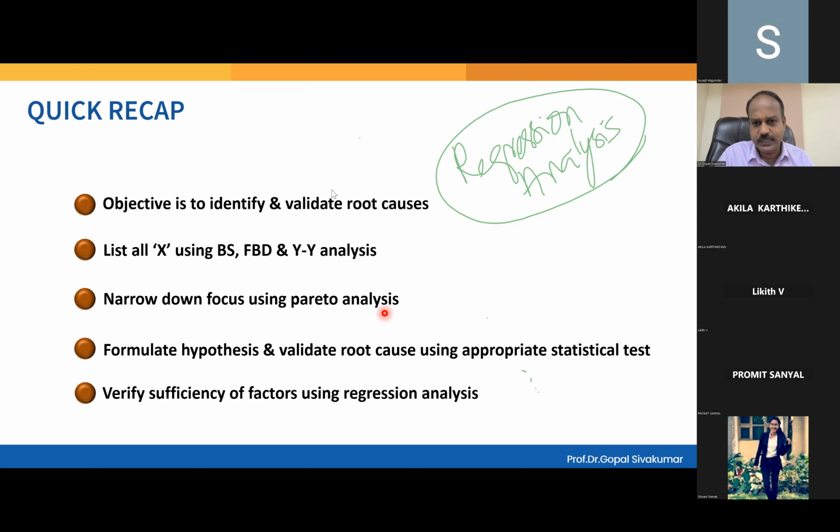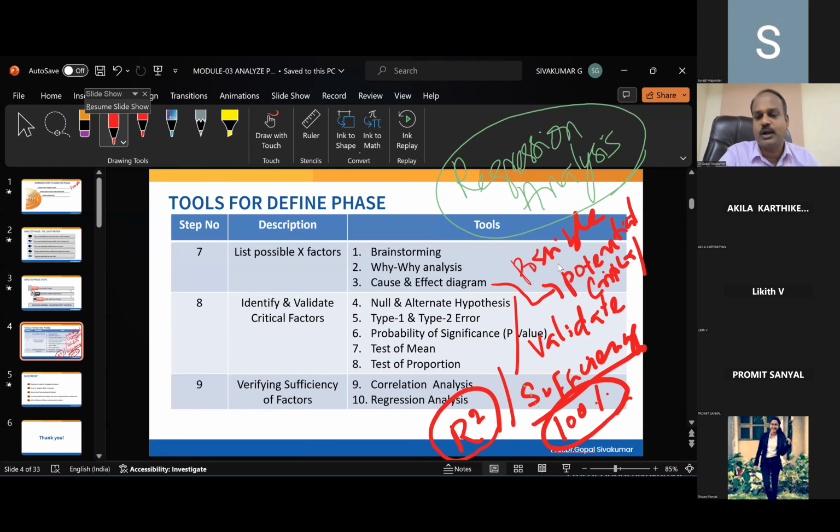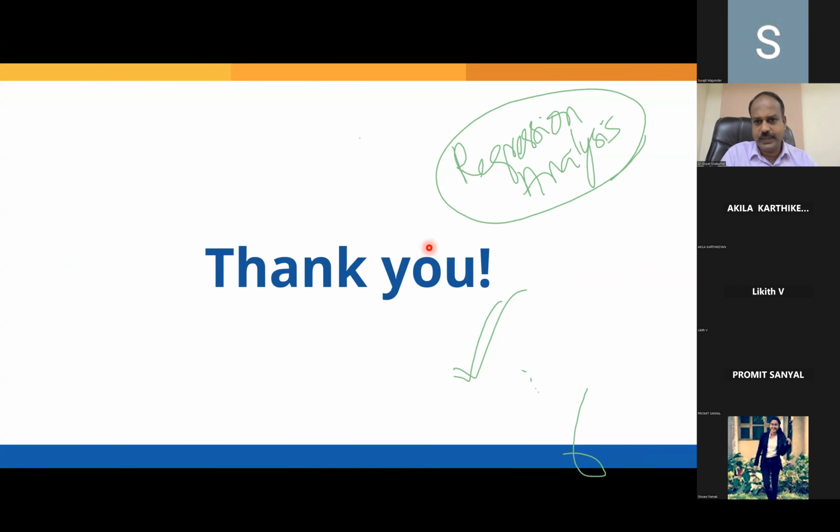You know what is the next phase? Improve. Otherwise, even after improving, even after taking action, even after implementing solution, you may still see the problem continuing. That should not be the case. So it is always a good idea to look at R square, which is actually a tool under regression analysis.